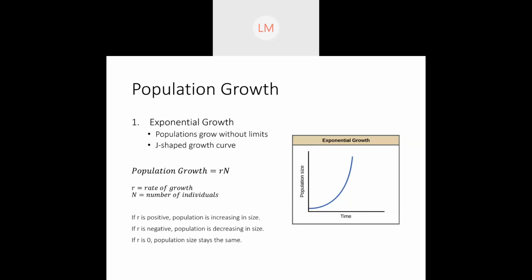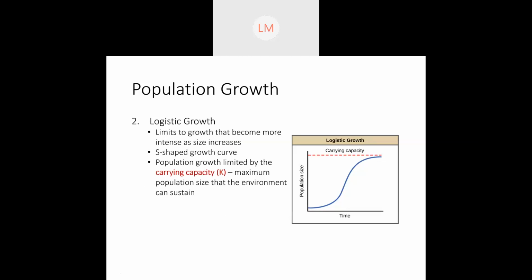But if our r value is 0, our population is staying the same. There is 0 population growth. Okay, so that r is really important for us to understand what's happening to the population. We want to understand this rate of growth so we can see if our population is increasing or decreasing, or maybe it's staying the same.